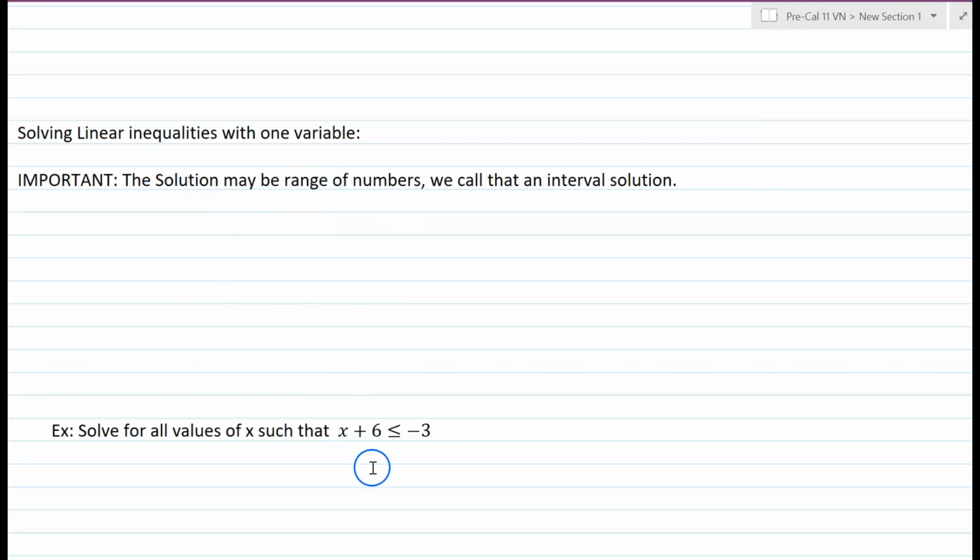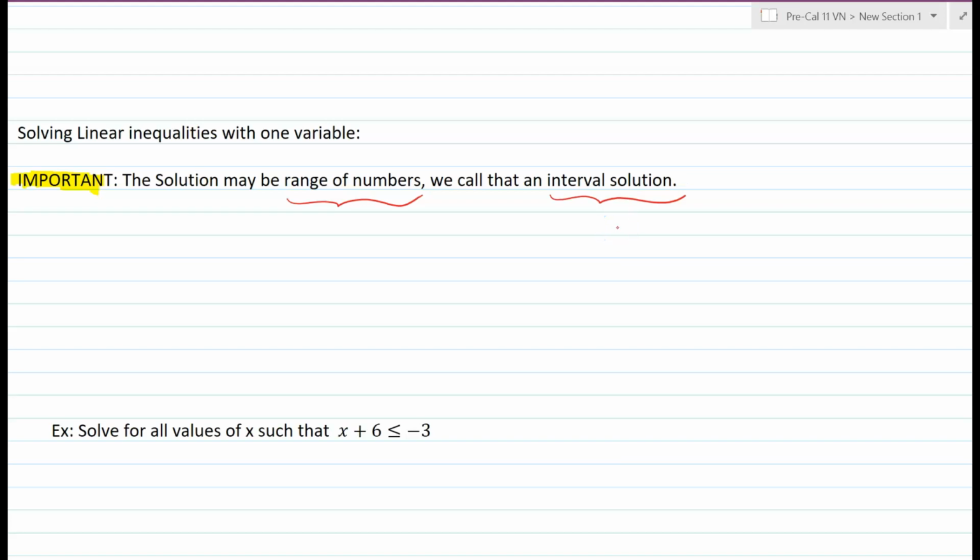And you kind of know what that is. I put an example right here for you: x plus 6 less than or equal to minus 3. But before that, I need you to make sure you are looking at this important note. The solution for this inequality is always a range of numbers. What I mean by that is an interval solution. Because it's an inequality, you may not get only one answer. You may get many values of x that work for that specific inequality, and the way we show it is through interval notation, or we call it interval solution.